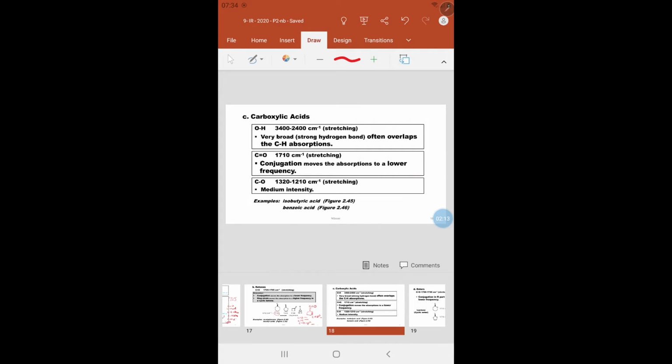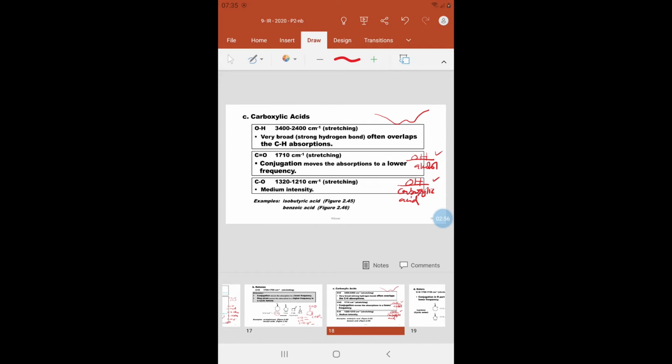Okay, so next one is carboxylic acid. Carboxylic acid is very, very easy to identify, because the OH bond is very broad. I want you to check the OH for alcohol and the OH for carboxylic acid from the spectrum. Is there any difference in the appearance of the OH peak for alcohol and carboxylic acid?